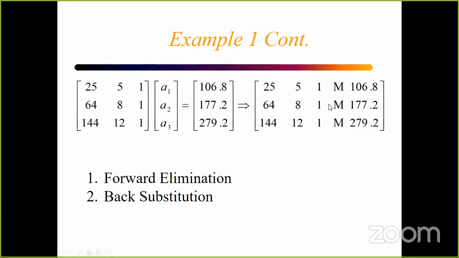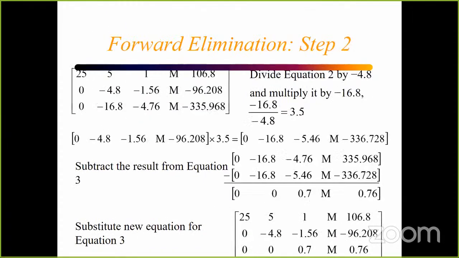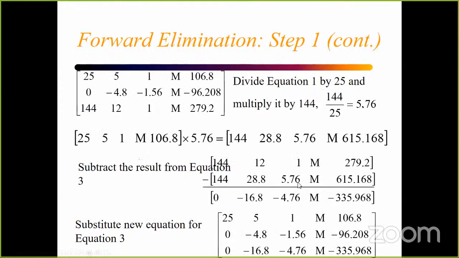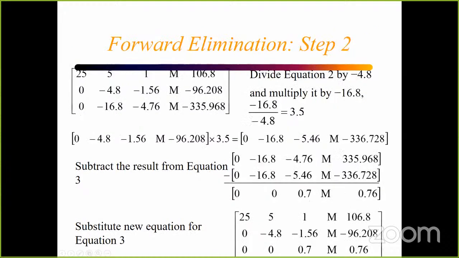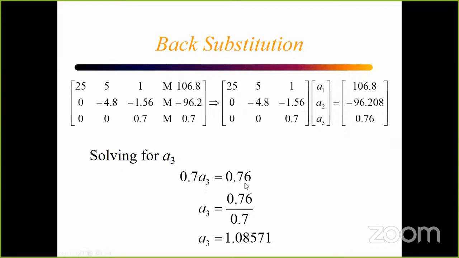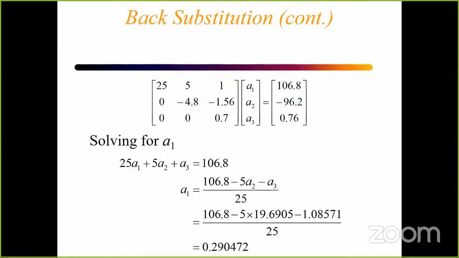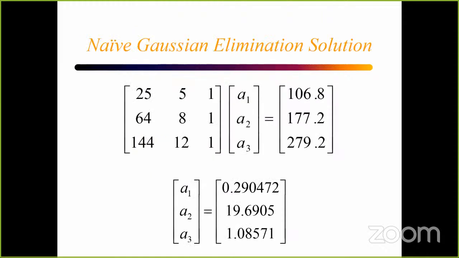You can solve this matrix by the forward elimination and back substitution method. The number of steps for forward elimination is n minus 1, that is 3 minus 1, so only 2 steps are required. You will get to the end with backward substitution, first the A3 value, then the A2 value, then the A1 value.